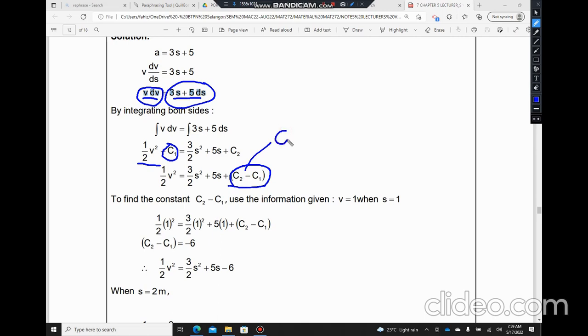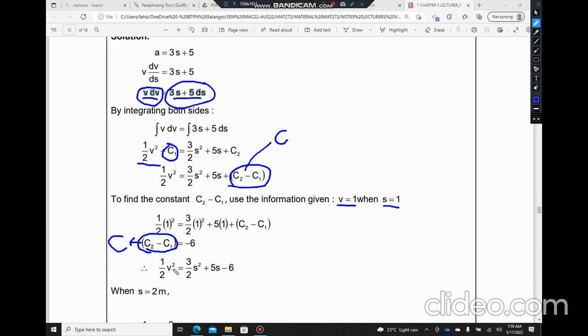Okay, to find the constant C2 minus C1, use the information given. V equals to 1, S equals to 1. Okay, so kita nak cari nilai C2 minus C1. Yang ni pun memang kita tak cari C1 berapa, C2 berapa. Kita just cari dalam bentuk C2 minus C1. So that's why saya kata tadi C2 minus C1 ni kalau awak nak terus direct kepada C pun boleh. Okay, so this one you just substitute V equals to 1 and S equals to 1, and then you will get this value of C or C2 minus C1.